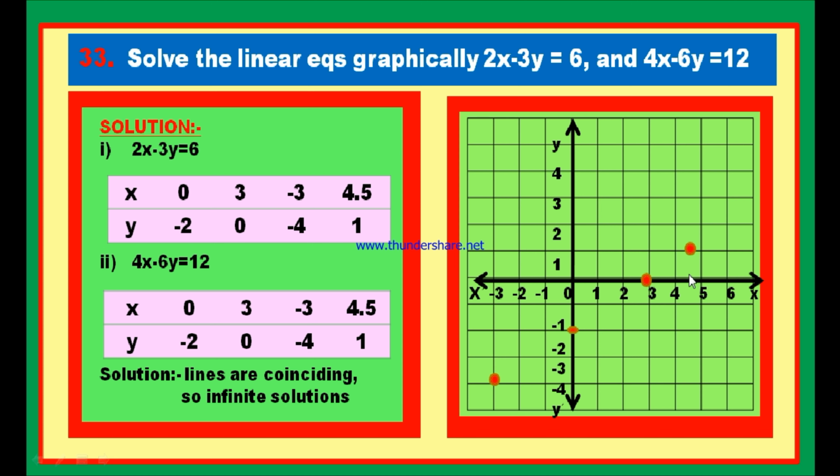This is 4.5 and y is 1. Now these are the 4 points. Join these 4 points using scale and pencil. You will get a straight line like this.